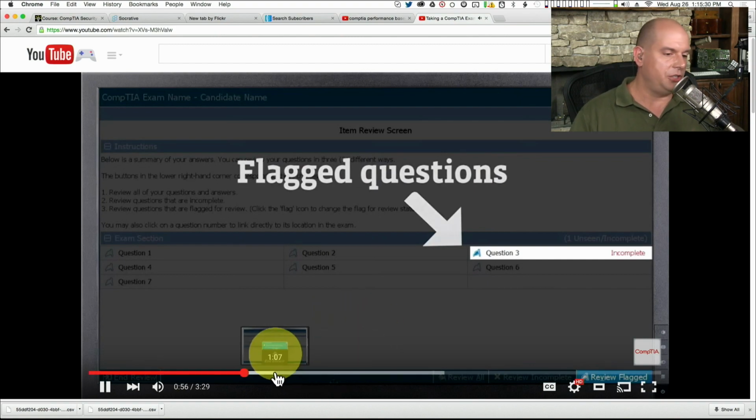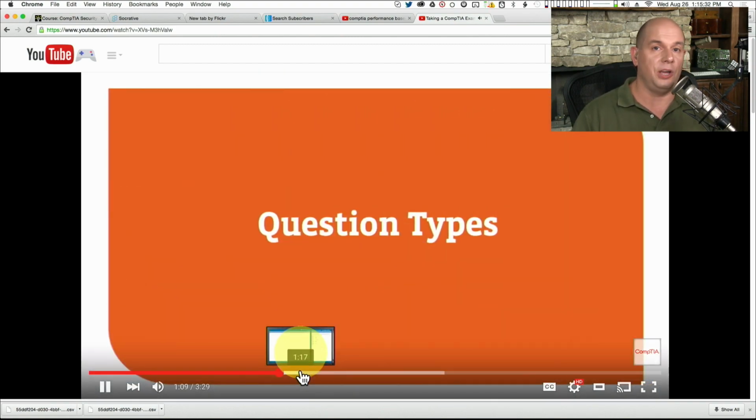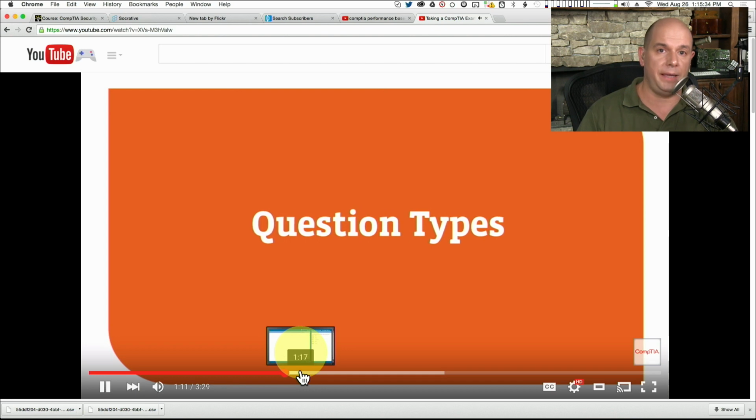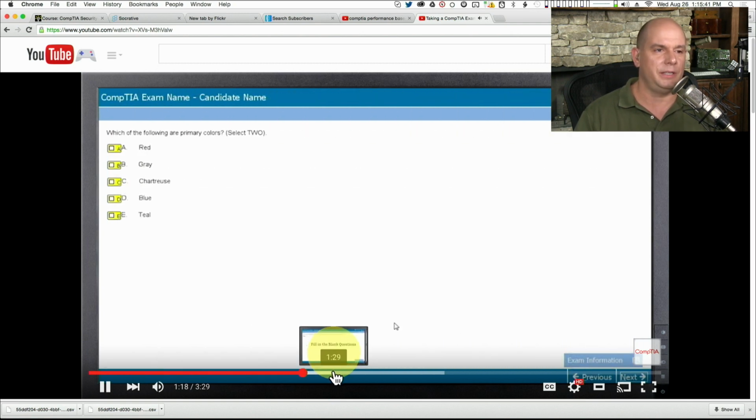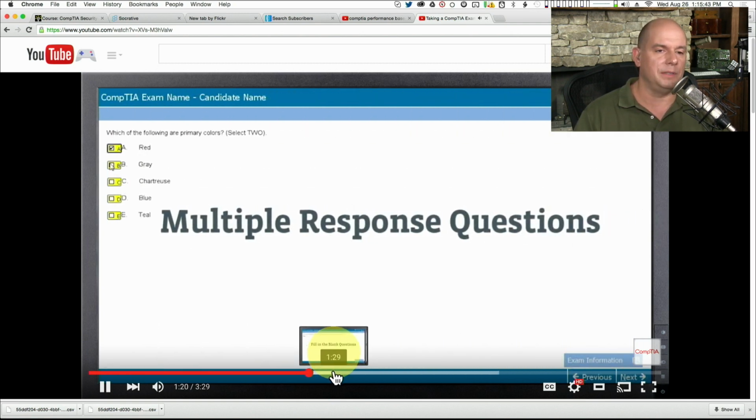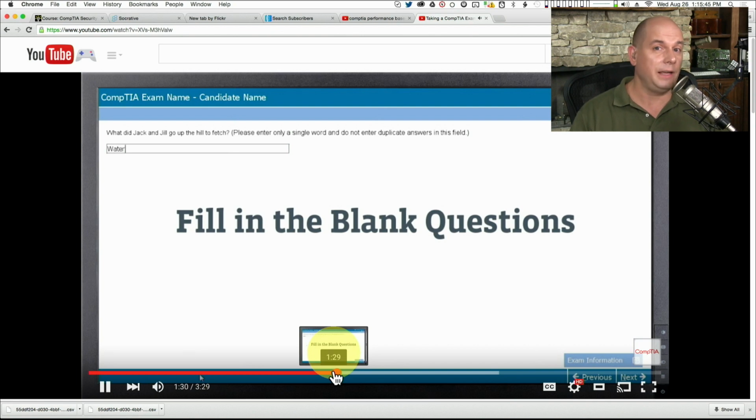You're able to flag questions. They take you through the question part itself. So here are the type of questions you may be asked on your exam. You will get multiple choice questions. Well, we knew that one. That's one that we're going to see, and you pick A, B, C, D, or E, or whatever it happens to be. You could also get fill in the blank questions.